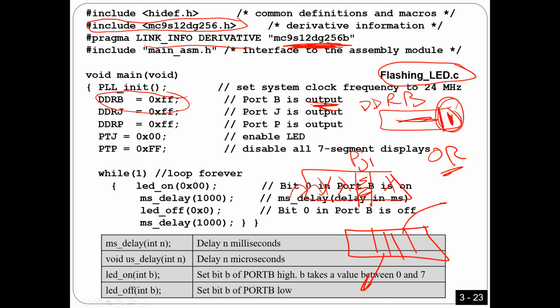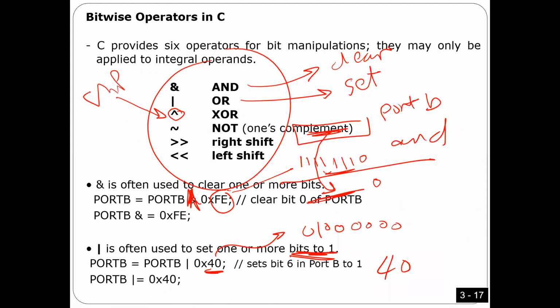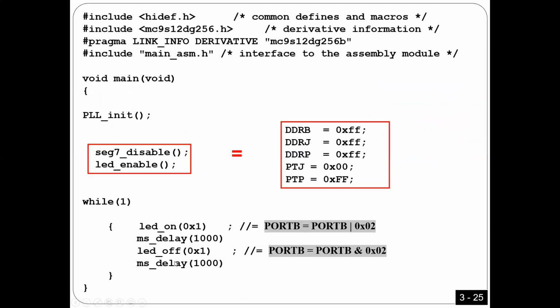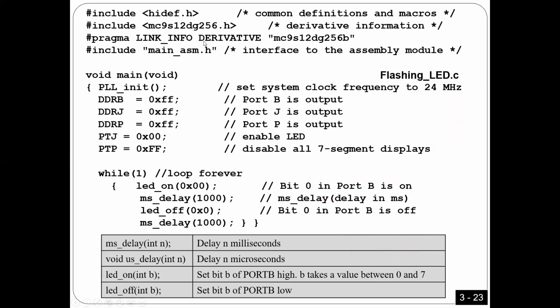So the way you can do it, if it is output, you can use the OR operation, as I explained before. You can use something OR, like this one here. Same thing for port P. With these three instructions, I configure three ports as output. Again, nothing is new. This is similar to what I did in assembly. This is configuration, initialization, whatever you want to call it.